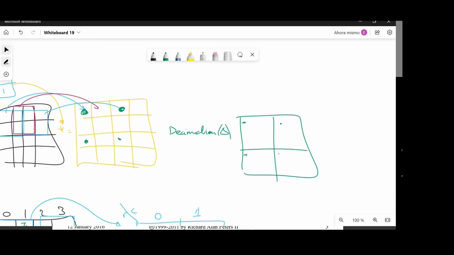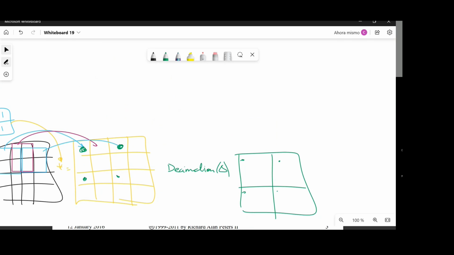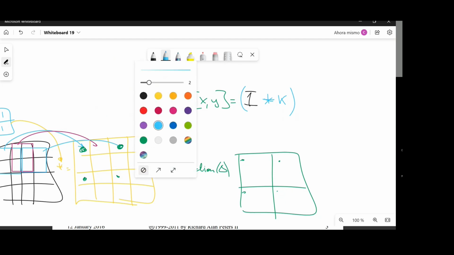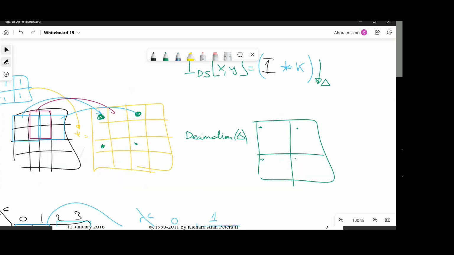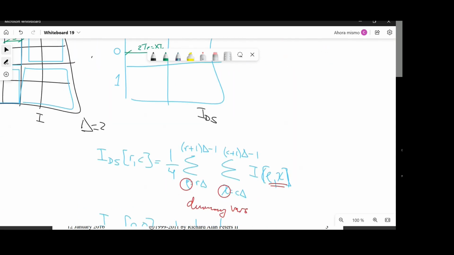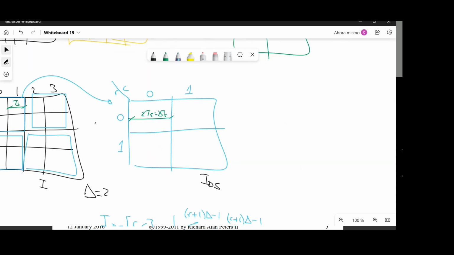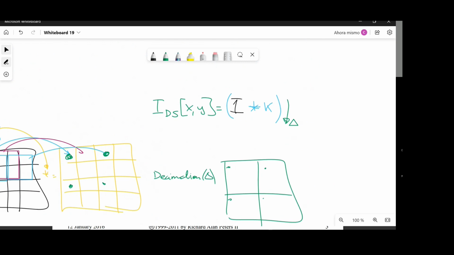So the downsampled image, and this is something that you already know from signal processing. This downsampled image, at x and y, is this: you take the original image I, you convolve it with the kernel, my kernel was blue. Now you take this one and you do the downsampling by a factor of delta. So this process that we have put in this formula, I can express in this way.